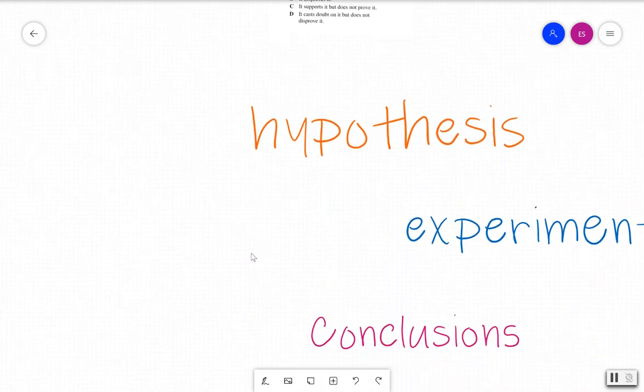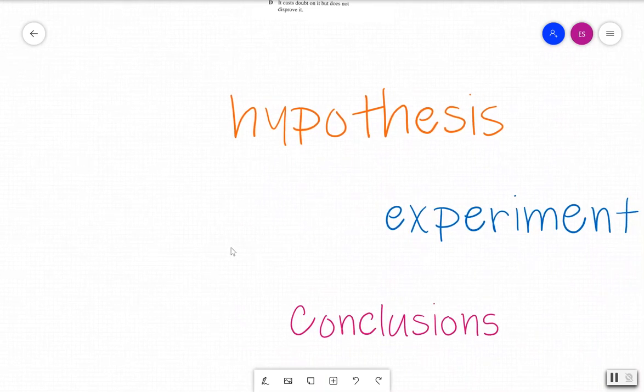The next part is the conclusions. So what can Lynn reliably learn from this experiment? What does it show her? What does she know based on it? So each experiment or each scientific study is going to have these three parts: hypothesis, experiment, and conclusions.